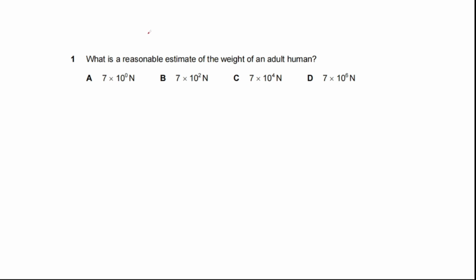Hello, I'm going to discuss the 9702 paper 1-2 of November 2025.